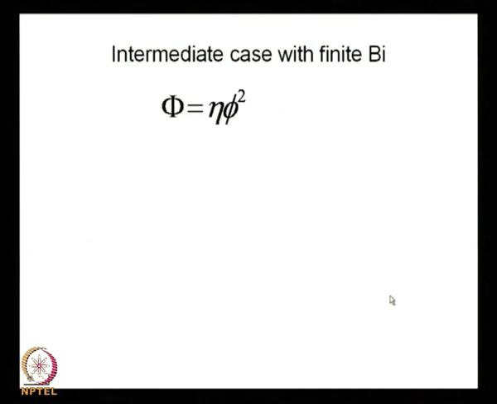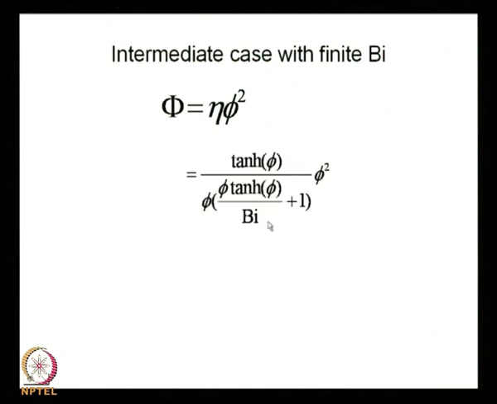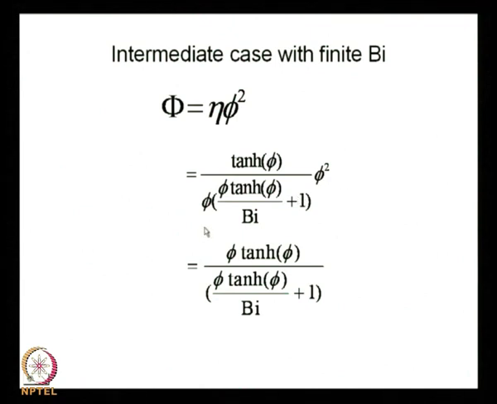So, now we look at the intermediate case where Biot number is not going to infinity, which means that we have to use the whole expression. It cannot be just tanh phi over phi, it has to be tanh phi over phi multiplied by this factor over here: 1 over (phi tanh phi over Biot number plus 1). So, I suggest you write this expression for eta. You have it before also, but just for the sake of remembering, you write this. So, phi square cancels out in the numerator and denominator, one of them. So, you get phi tanh phi divided by (phi tanh phi over Biot number plus 1).